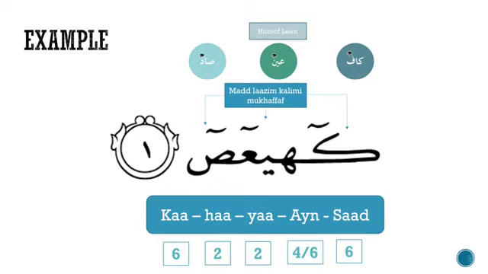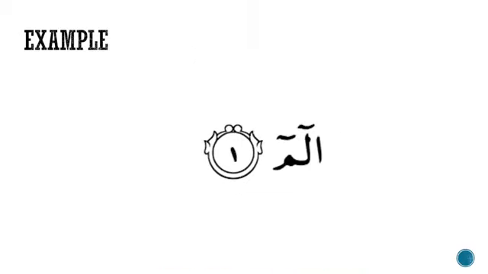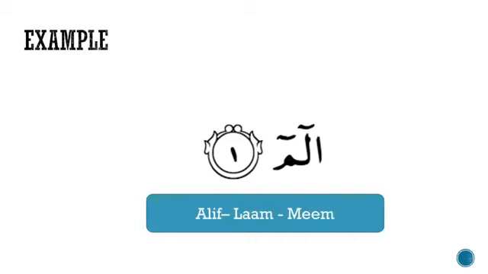Kaf, Ha, Ya, Ain, Sad. So let's look at the example here. Alif, Lam, Mim. Alif we do not stretch. Lam we will stretch for 6 counts, and Mim we will stretch for 6 counts.